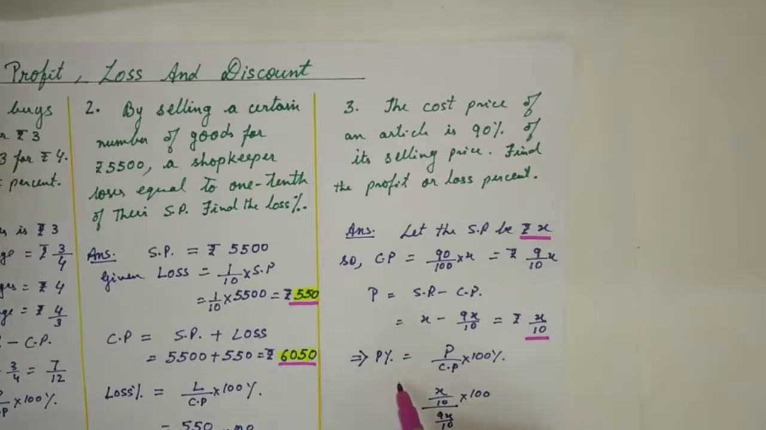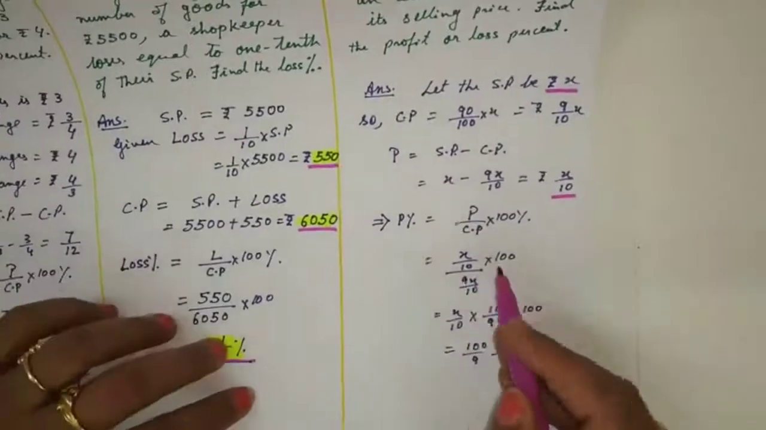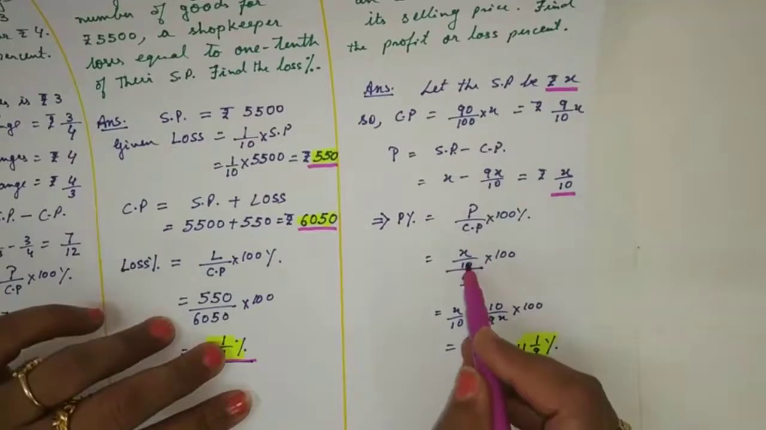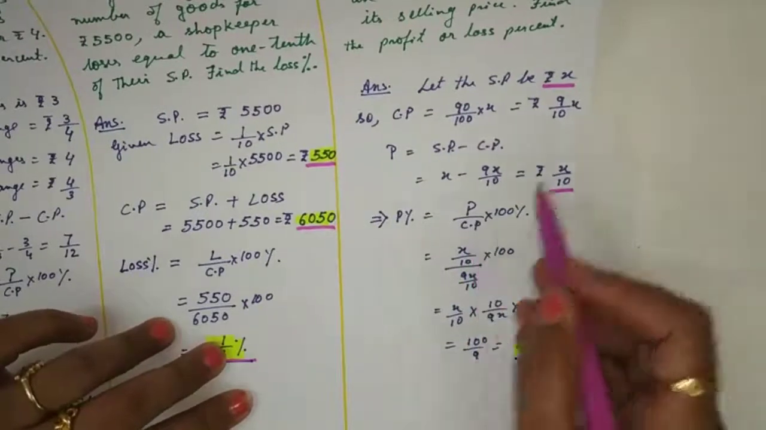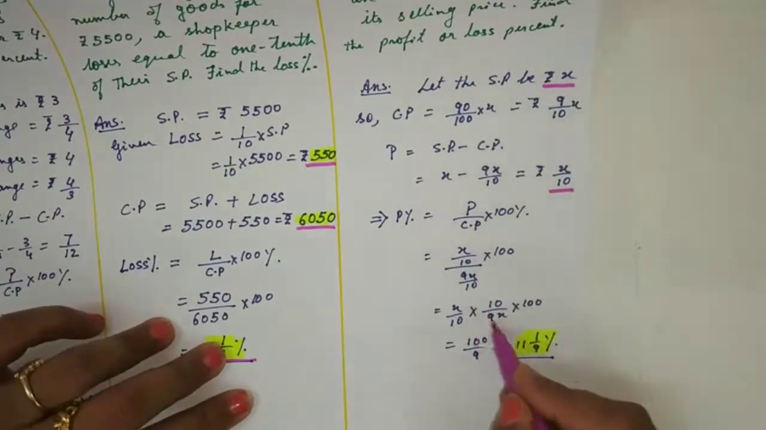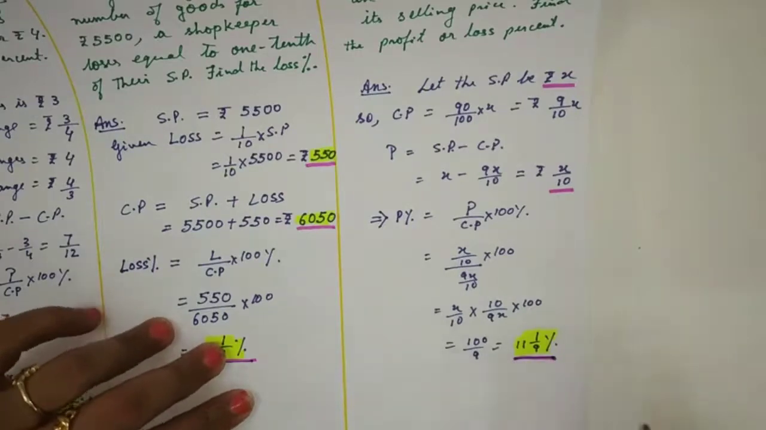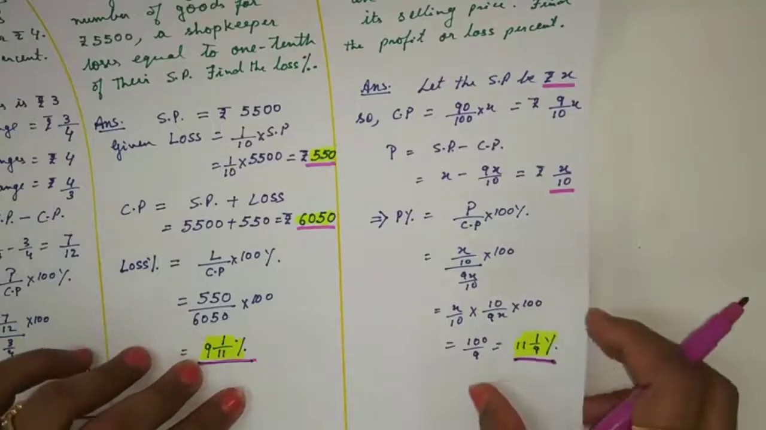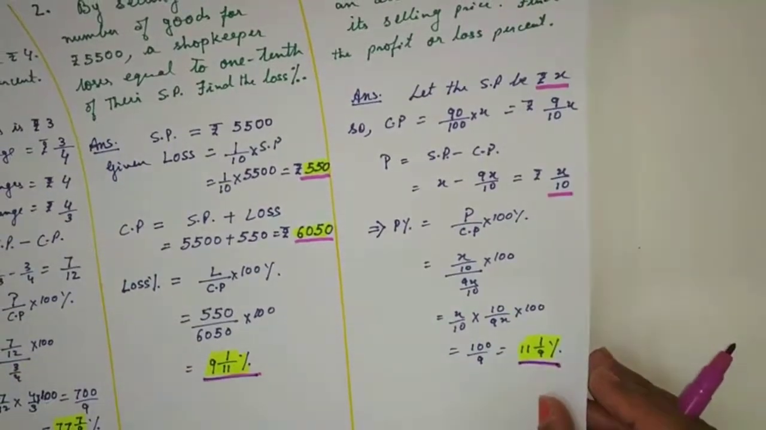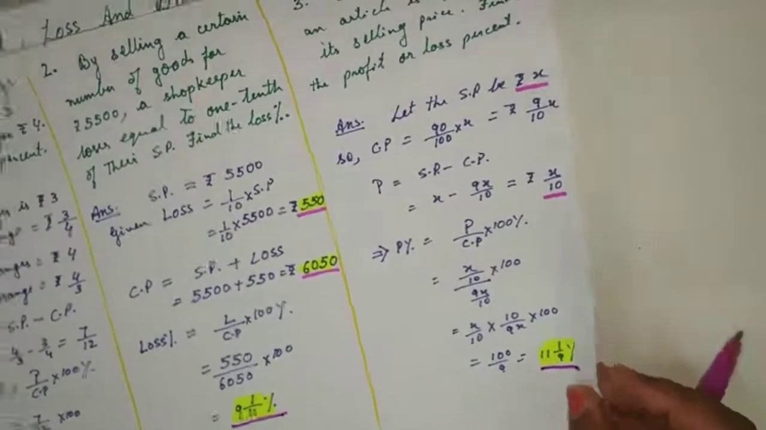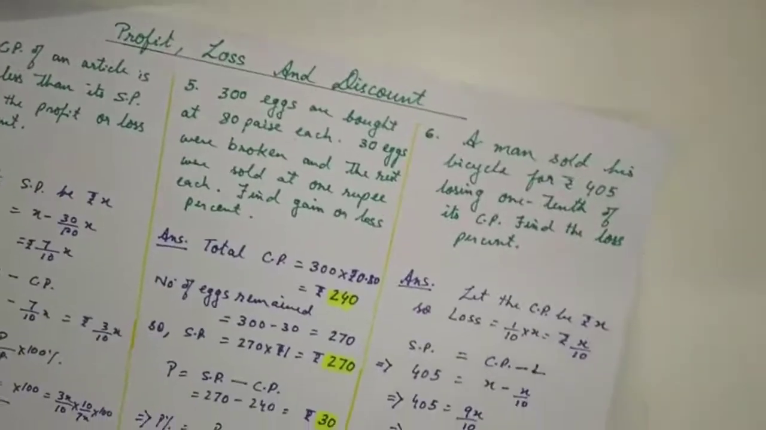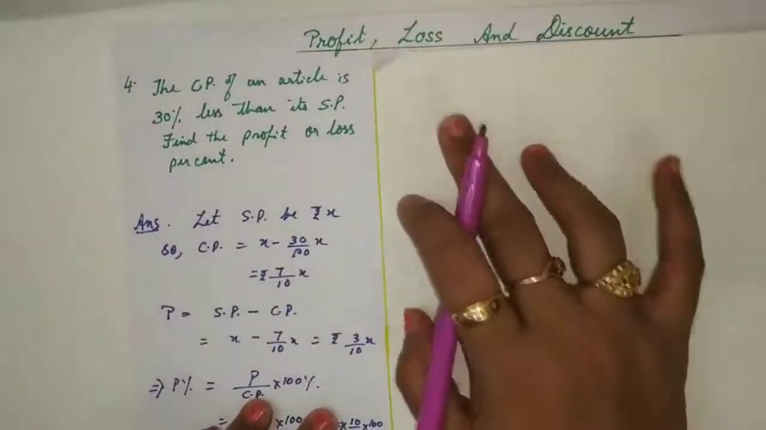Now we come to the profit percent formula, that is profit by CP into 100. We substitute X by 10, CP 9X by 10. We reciprocate, we multiply, and we get the answer here. So please be very particular while calculating. We go to the next set of questions, and the question reads as this.